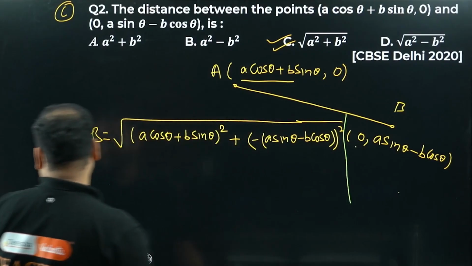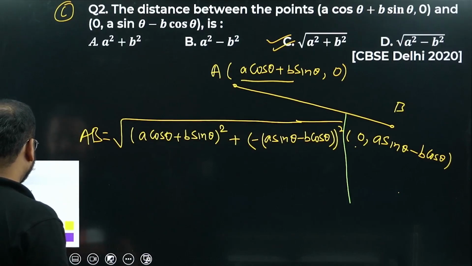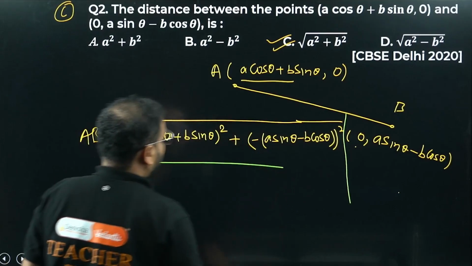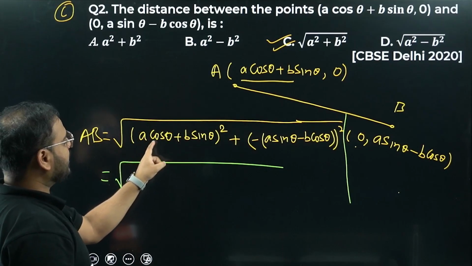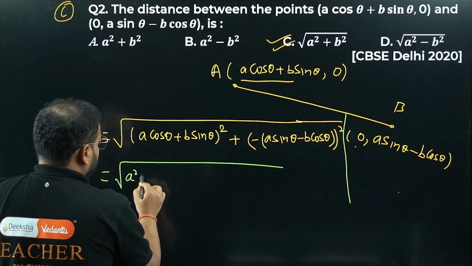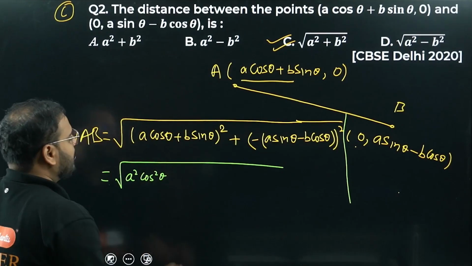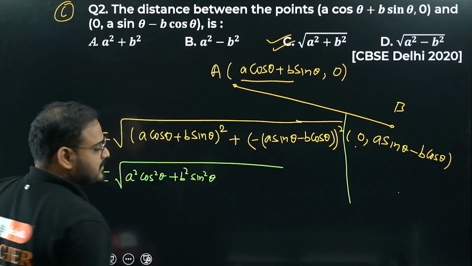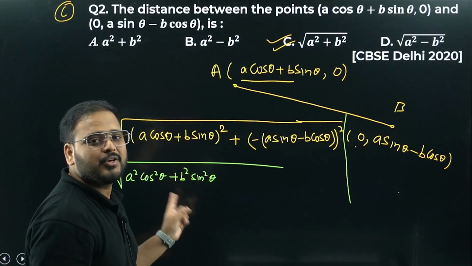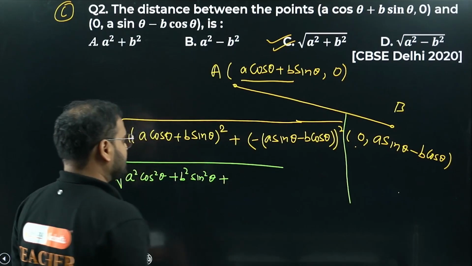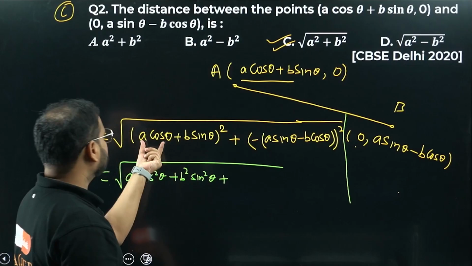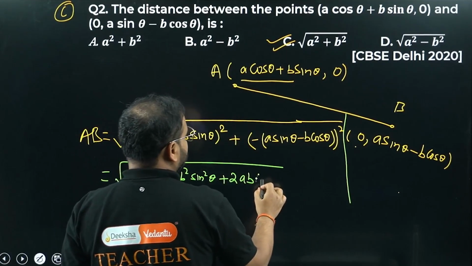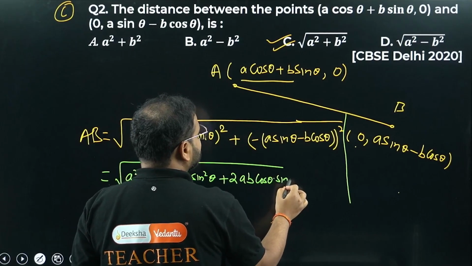Alright, moving on. Now I can simplify this like this. What am I going to get for this? A square cos square theta. What about this? B square sin square theta. A plus B, the whole square, so A square, B square, plus 2AB, this into this. So 2AB, cos into sin, simply cos theta and sin theta.